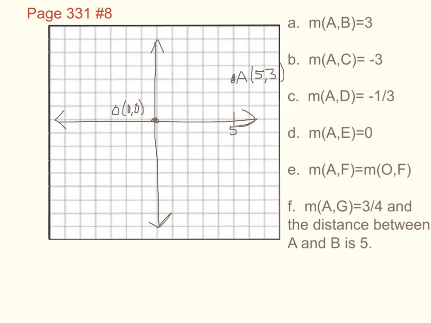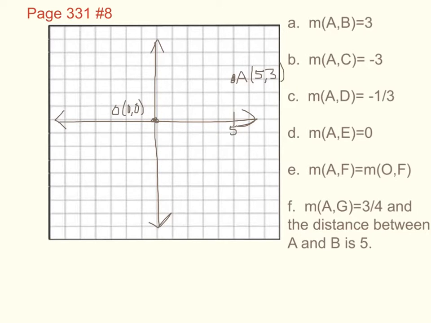This is page 331, number 8, and we're given 2 points, which I plotted here, A, (5, 3), and O, for the origin, (0, 0). And we're asked to find new points. In the problems, they're all listed as B, but I've changed them to B, C, D, E, F, and G, just so I can do them on the same graph and we can identify which point we're talking about.